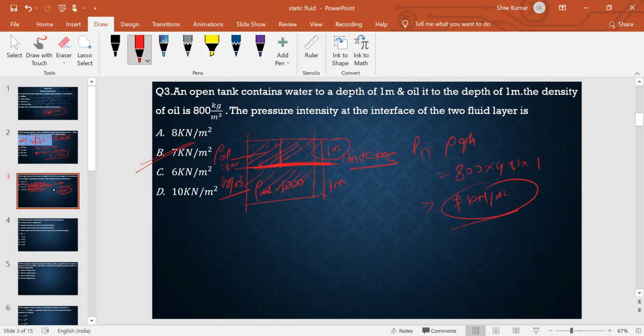If they ask you to find the pressure at the bottom, it means you need to add the pressure due to the oil and the pressure due to the water also. That is the pressure at the bottom. But if they ask you for the pressure at the top surface, the pressure at the top surface is 0, that is, atmospheric pressure, because at height equal to 0 the pressure is atmospheric pressure. But whenever you are measuring the gauge pressure, the atmospheric pressure is taken as 0.